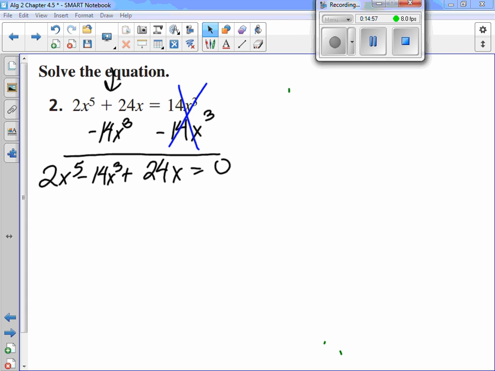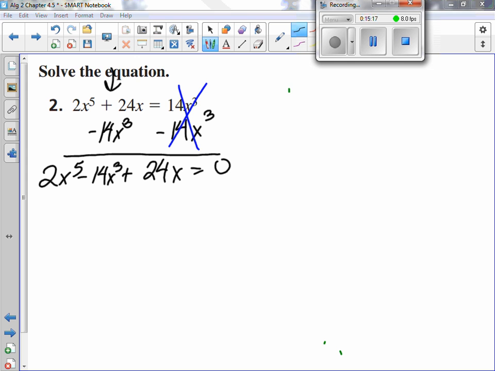But we're wanting to look at this here. We're wanting to solve this equation. So we're trying to find the value of x that would make this function equal 0 on both sides. Now we move the 14x cubed over by subtracting it from both sides so that we get everything on the same side so that we're able to solve this here.